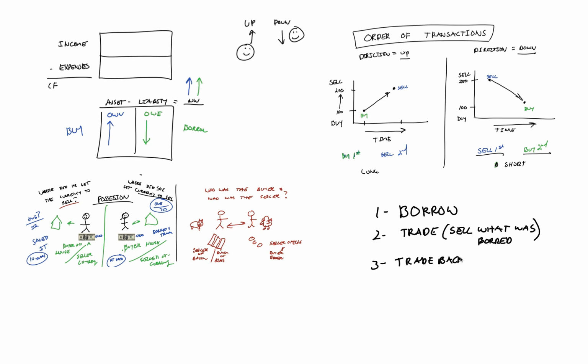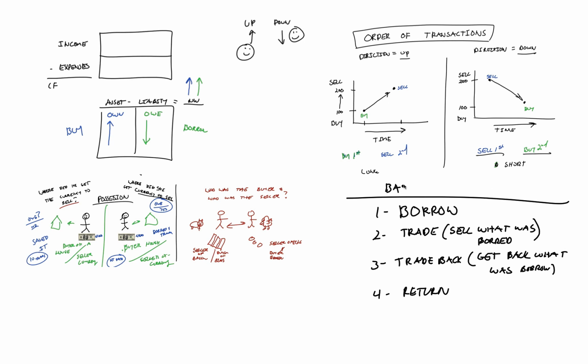Okay, number three, trade back. In other words, get back what you borrowed. Somehow, get it back. And then number four, return. This would be one form of a short position. There are other ways you can do it, by the way, but we'll just say this is a basic one. This is one of many. There are other ways to do it, no question, but they're all going to follow the same idea pretty much. This is a basic short position.